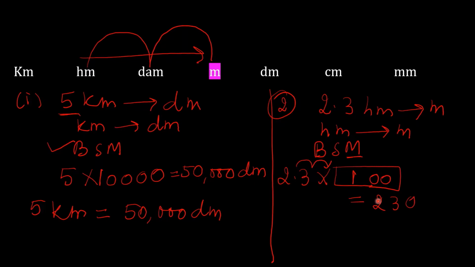Because 100 has 2 zeros. So if you shift 2 places of decimal, you will get 230 meter. So 2.3 hectometer is nothing but 230 meter.